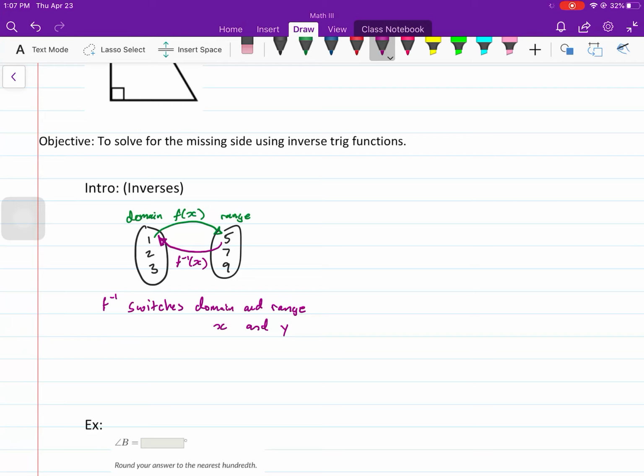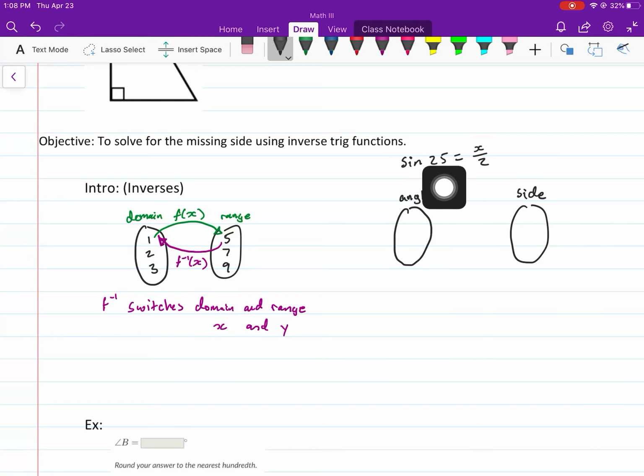So if you remember before, what we were doing when we use a trig function like sine and cosine, our domain is an angle. So if you think about this, remember we use sine of 25 equals x over 2. Sine is a function, so it's taking an angle and it's giving us a side. That's what we did in the last section. So we took an angle, let's say 25, and it outputs a side.